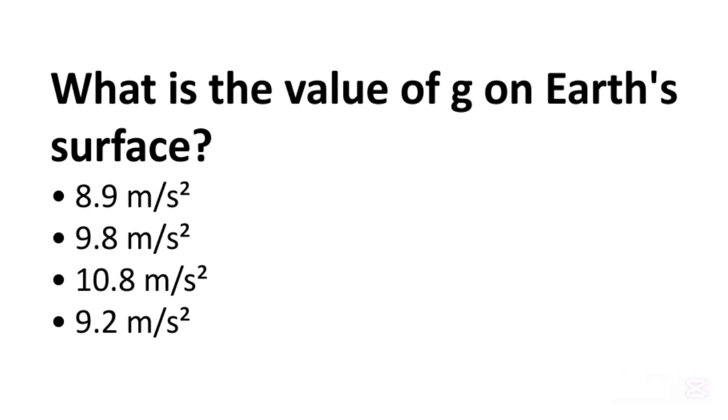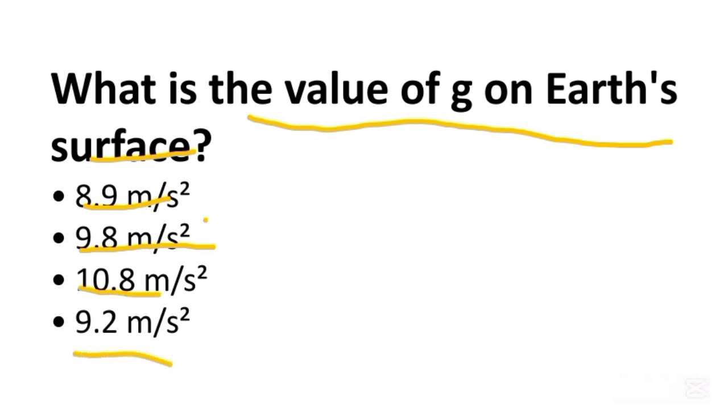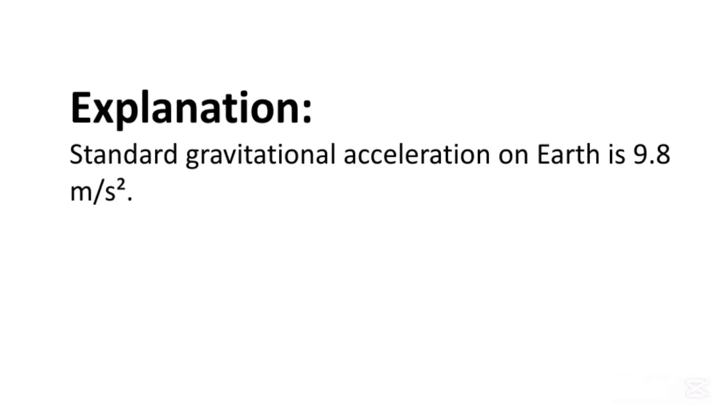Next MCQs. What is the value of g on Earth's surface? 8.9, 9.8 meter per second square, 10.8, 9.2. So correct option: 9.8 meter per second square. Standard gravitational acceleration on Earth is 9.8 meter per second square.